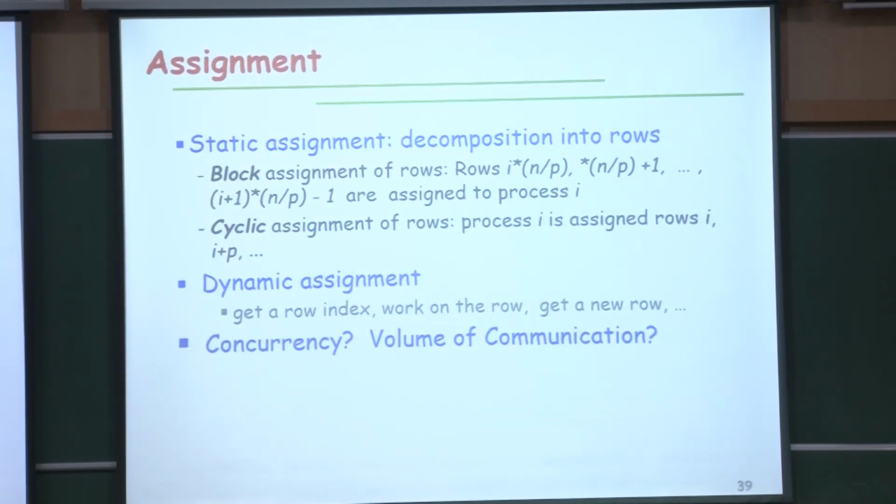We can do that using various types of assignments, one called block assignment, where you will consider contiguous sets of points, contiguous rows or contiguous columns, as a block. Or you can go cyclic, which may say that the 0th row, the pth row, the 2pth row and so on form a task. Or you can have a combination of this, which is called block cyclic, that is also possible.